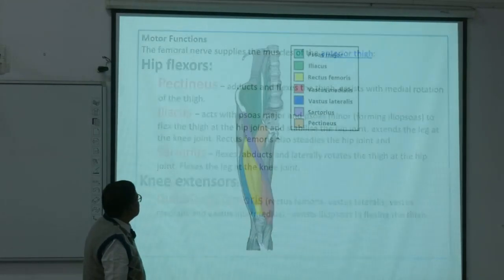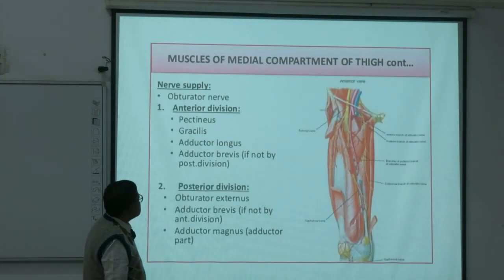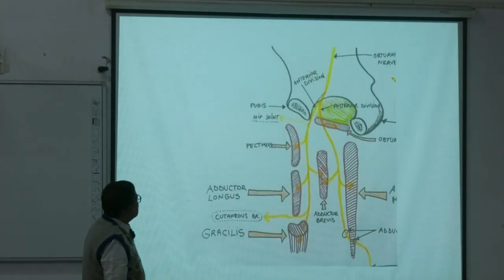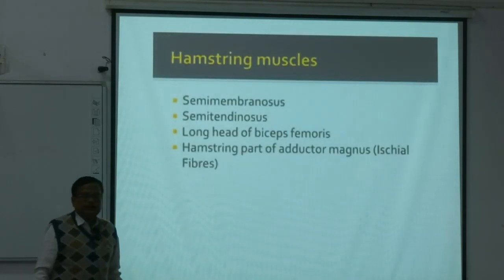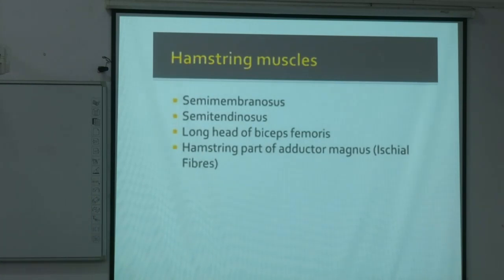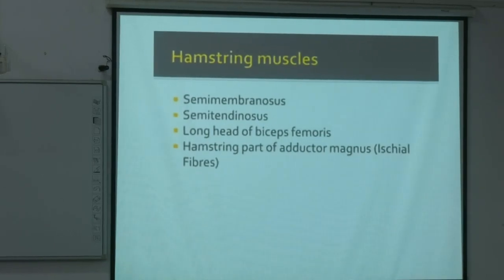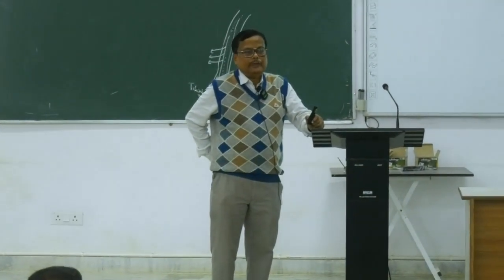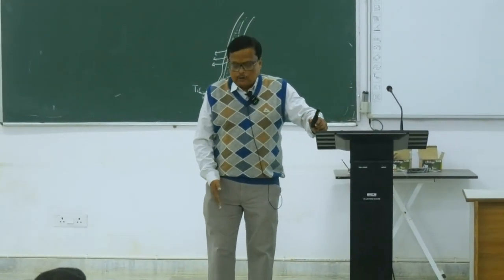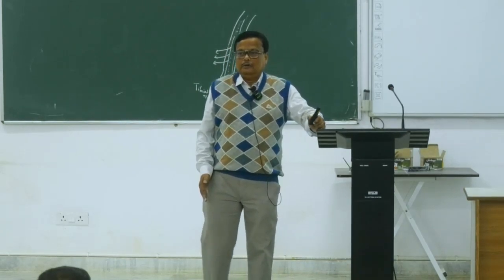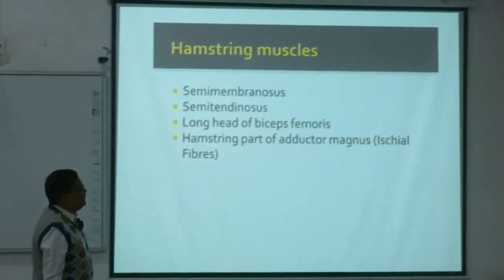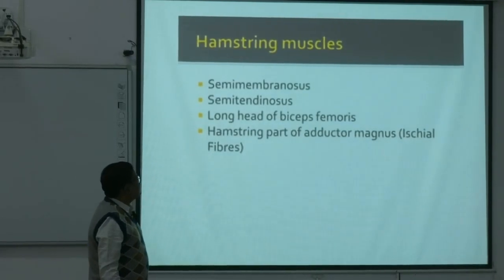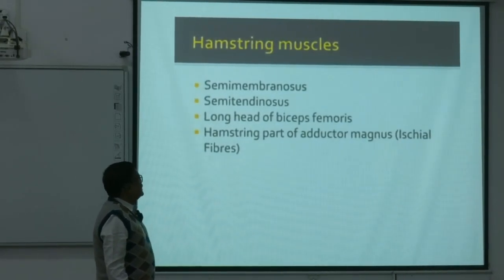Semi-membranosus, semi-tendinosus, long head of biceps femoris and hamstring part of adductor magnus. Yesterday I said adductor magnus has got 2 components, hamstring and adductor component. Hamstring part causes extension of the hip joint, and the adductor component causes adduction of the hip joint. Right? So what are the hamstring muscles? Semi-membranosus, semi-tendinosus, long head of biceps femoris and hamstring part of the adductor magnus.